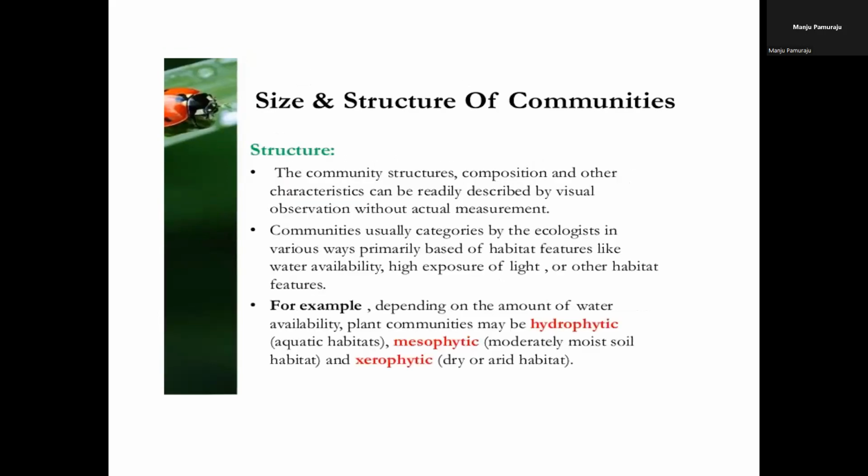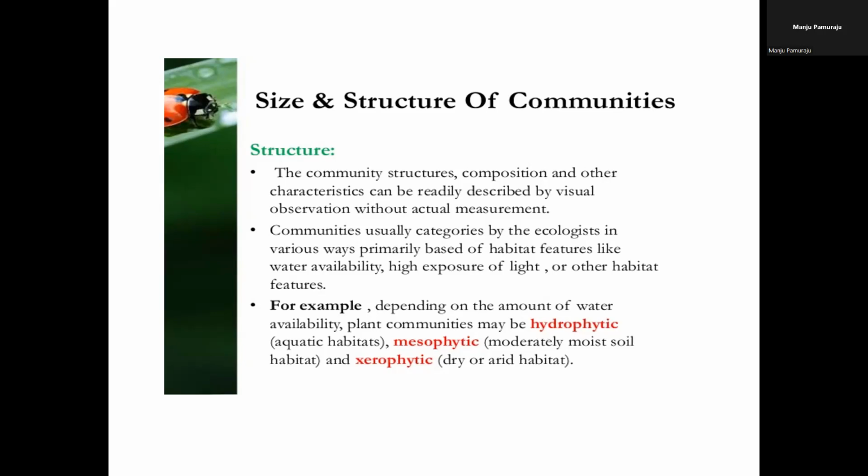The next one is the structure of the community. The community structure, composition and other characters can be readily described by visual observation without actual measurements. Communities are usually categorized by ecologists in various ways, primarily based on habitat features, such as the availability of water or high exposure to light. For example, depending on the amount of water availability, plant communities may be classified into hydrophytes, xerophytes, and mesophytes. Hydrophytes are plants which grow in the abundance of water, in water bodies or their surroundings. Mesophytes require moderately moist soil, so they require both dry conditions and some amount of water. Whereas xerophytes can grow in dry or arid habitats.